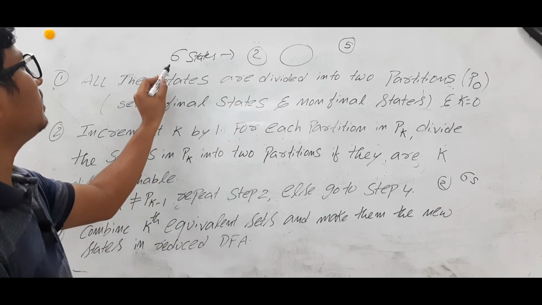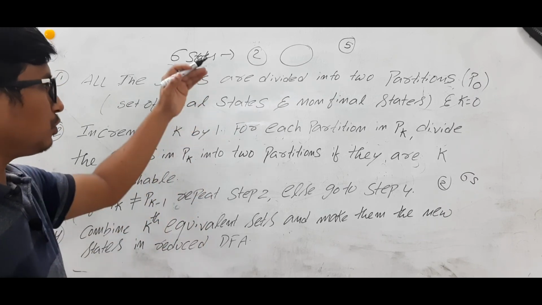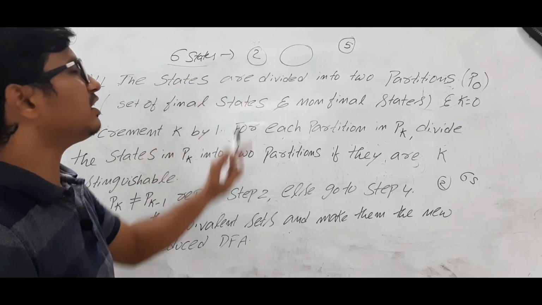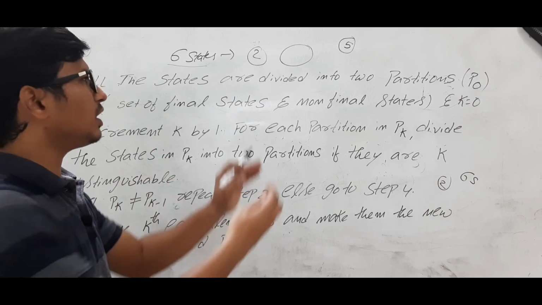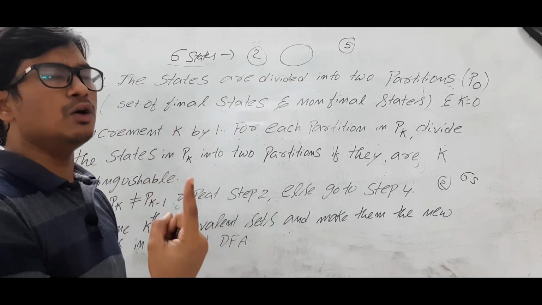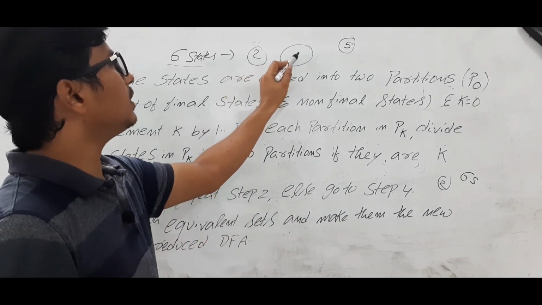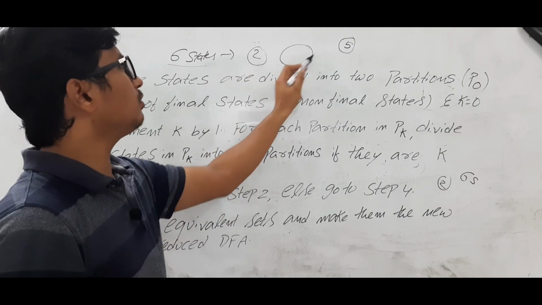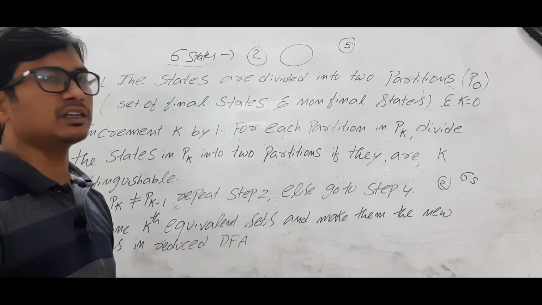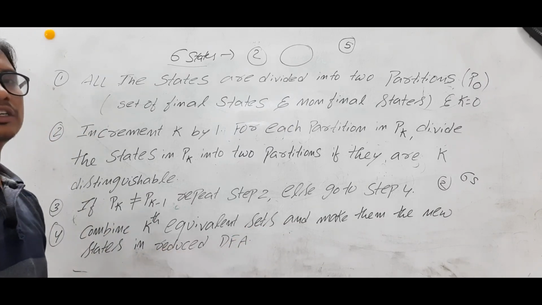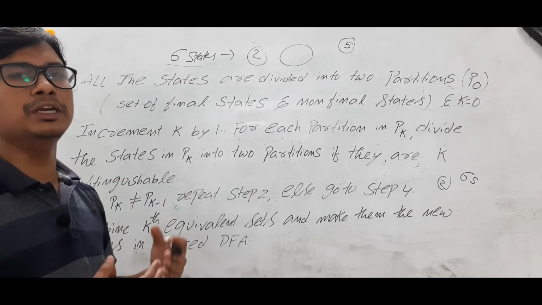Let me repeat again. In the original DFA, let's consider that you have 6 states, and using this procedure, you have identified that among the 6 states, 2 states are equivalent. If 2 states are equivalent, you will combine them and make them 1 state. That is our objective. If you combine the 2 states into 1, then totally you will have 5 states only. With those 5 states, you will construct the new reduced DFA. So that is the algorithm, or the steps in minimizing the DFA.